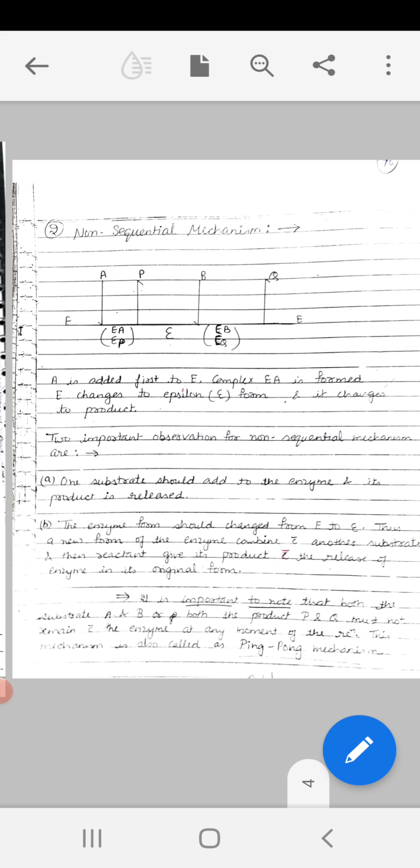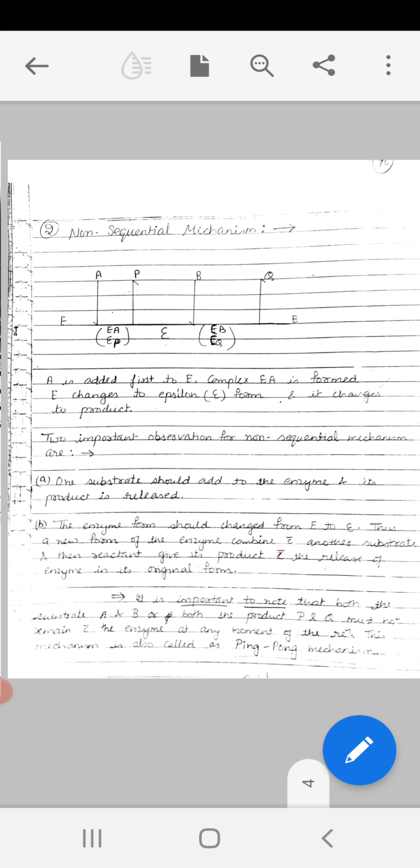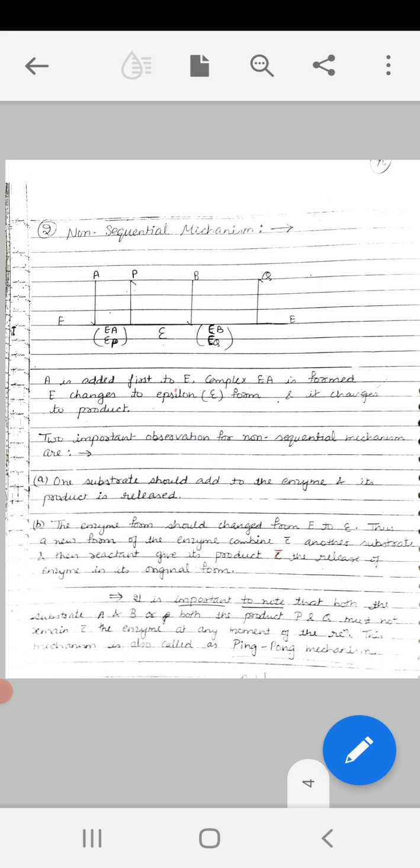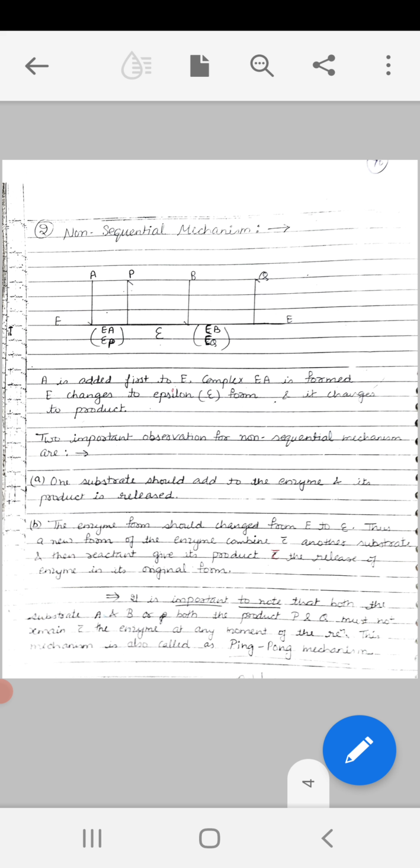It is important to note that both the substrates A and B, or both the products P and Q, must not remain with the enzyme at any moment of the reaction. This mechanism is also called the ping pong mechanism. The first one was called Cleland's model, which we studied, and this is known as the ping pong mechanism. Students, we have studied this. Now we will study the kinetics of the sequential mechanism in the next chapter. Thank you.